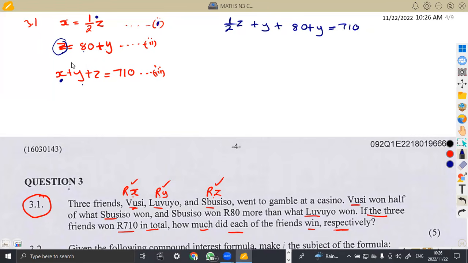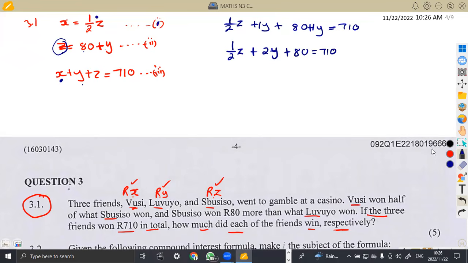We want this in terms of Z. So I don't know which one was actually best for you to solve this typical equation. Okay, let's add and see what we are going to have. Half of Z plus Y, that is 2Y in this case. That's 2Y plus 80, which is equal to 710.